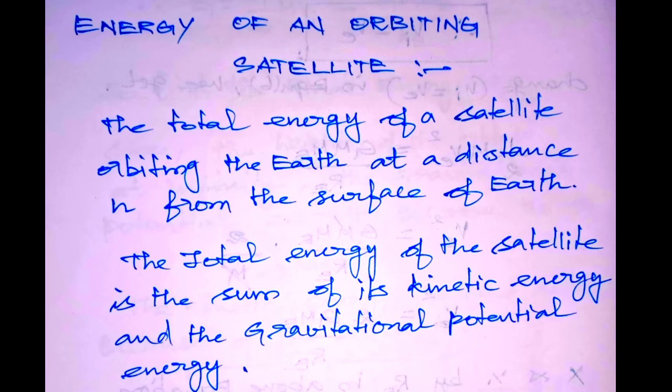Students, next we are going to discuss the energy of an orbiting satellite. The satellite is revolving around the earth in its orbit. What is the energy required to rotate in its orbit? We are going to find the derivation. The satellite is placed above the earth surface at a certain distance represented as h. To calculate the total energy of the satellite, we have to calculate the sum of its kinetic energy and its gravitational potential energy.